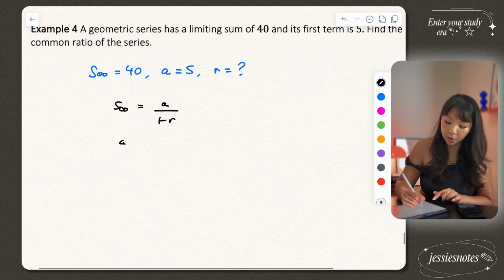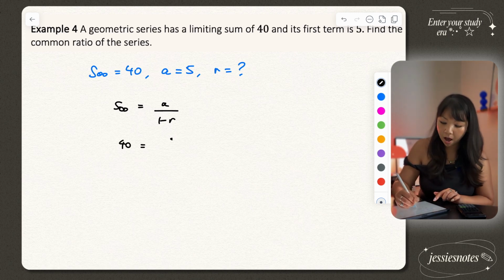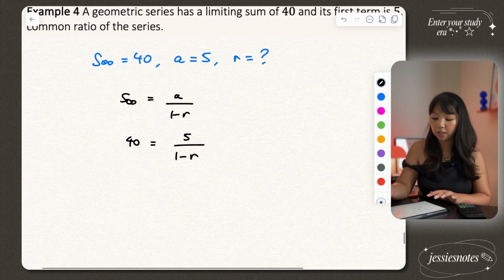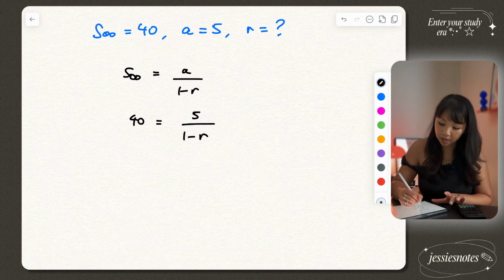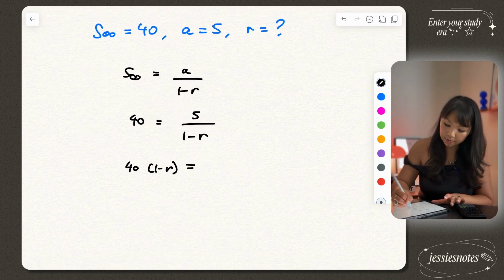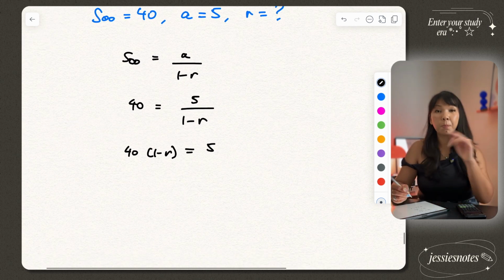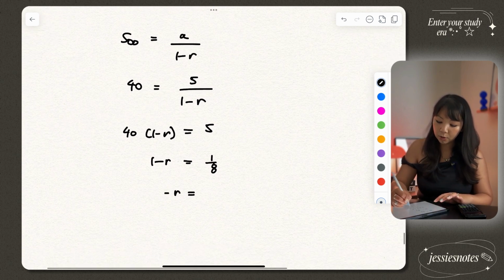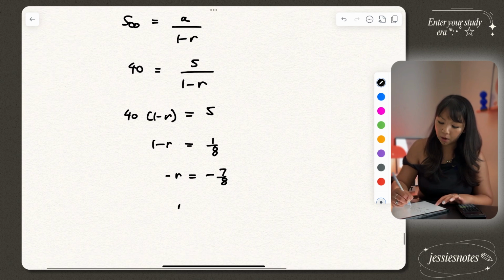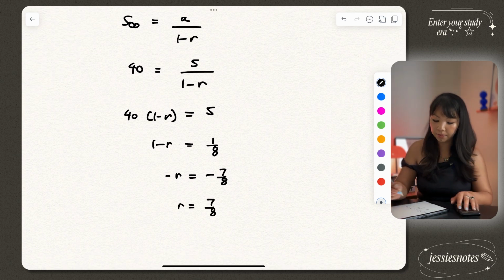Okay, let's plug in what we know. The limiting sum is 40. Our first term is 5, and then R is unknown. Okay, so now we just need to rearrange this. I'm going to bring the 1 minus R over to the left. Okay, you could expand it, or I'm going to divide both sides by 40. That gives me 1 on 8. And then this will give me 1 on 8 minus 1, which is negative 7 on 8, or R equals 7 on 8.